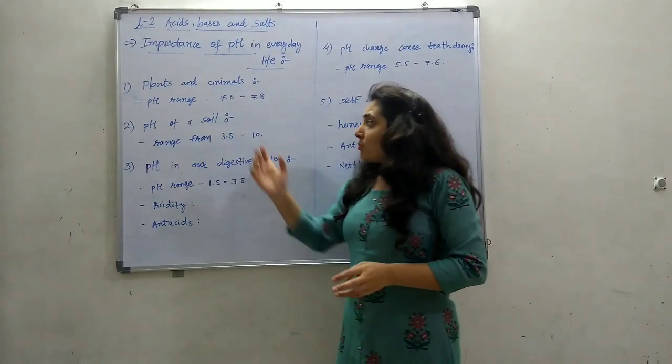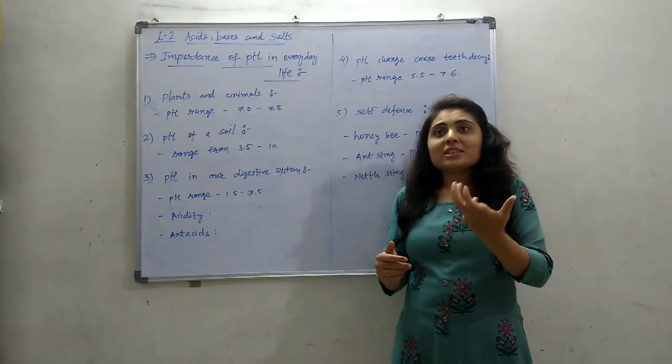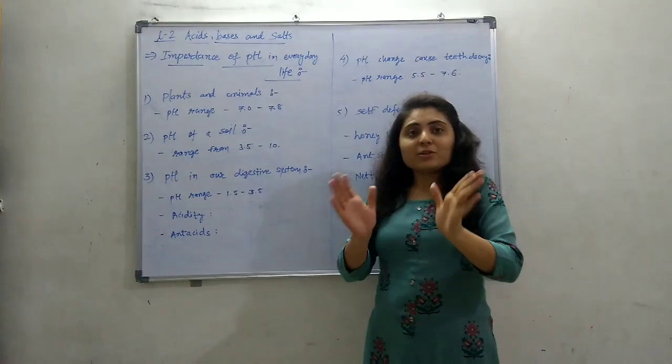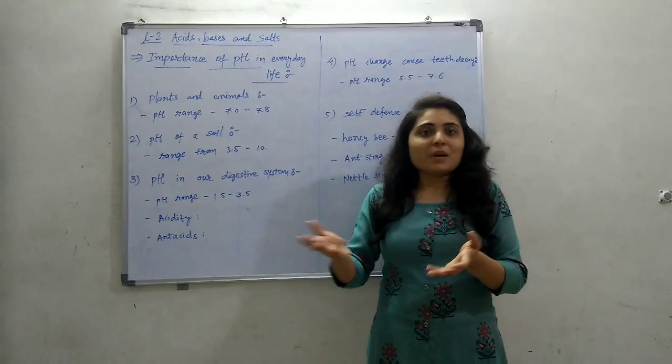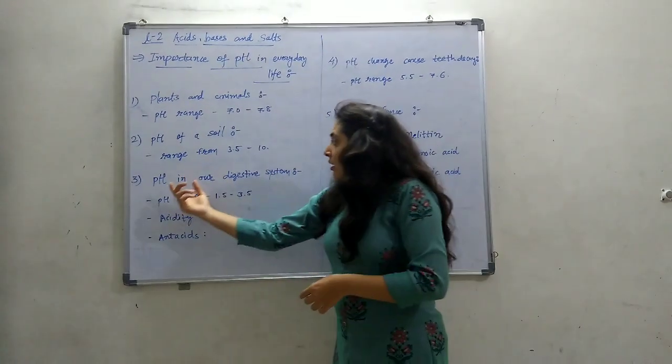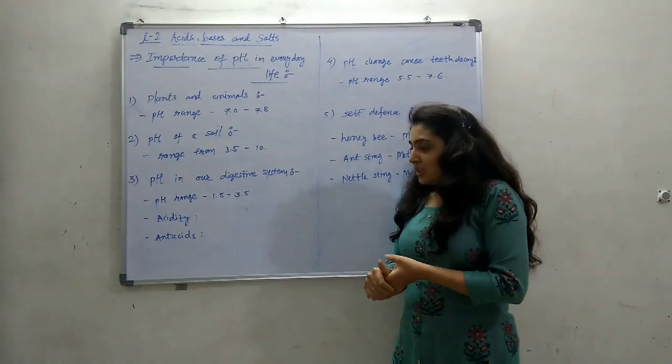Okay, so plants and crops are very much adapted to certain pH ranges. If the pH value of the soil changes, the plant cannot be grown. Now, pH in our digestive system.